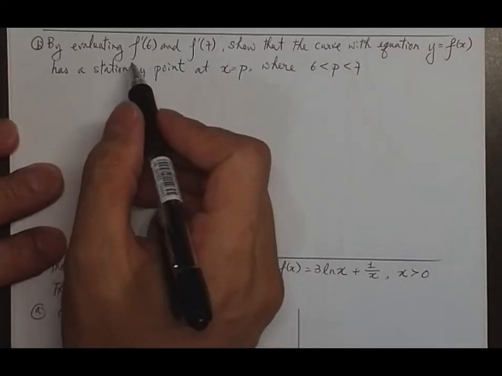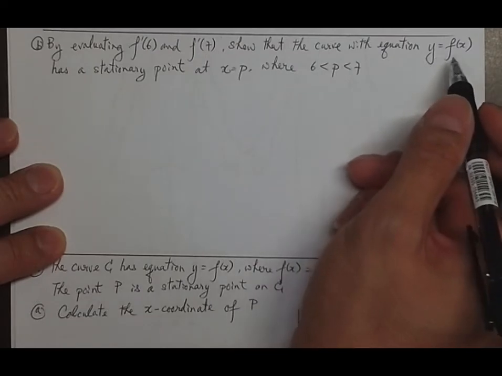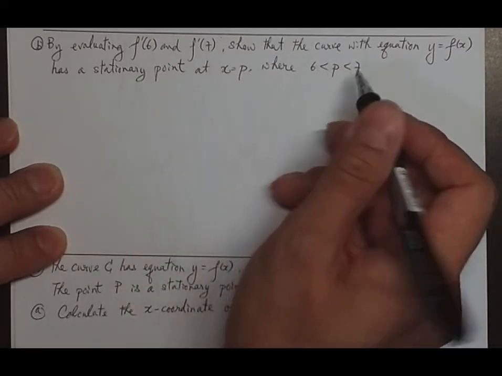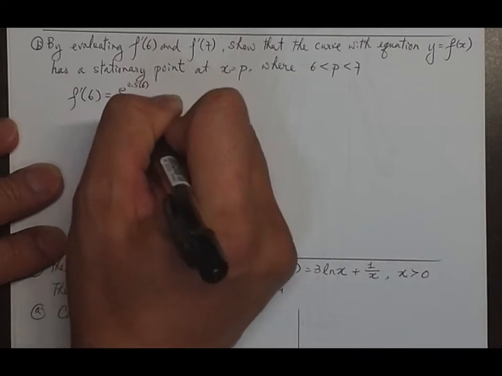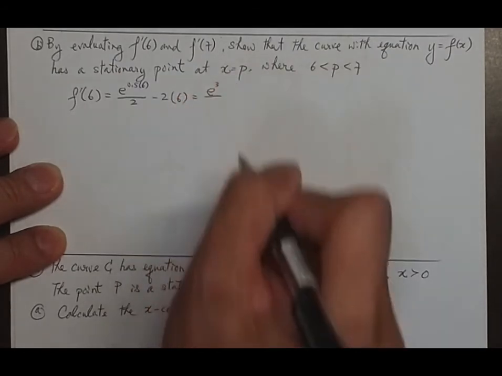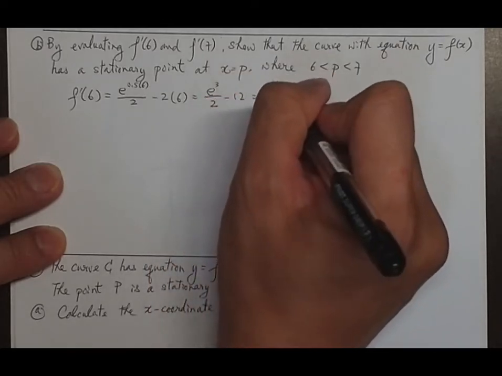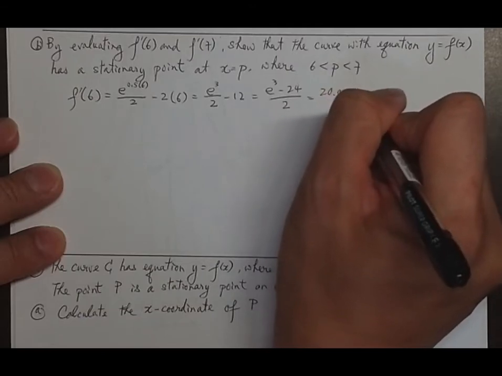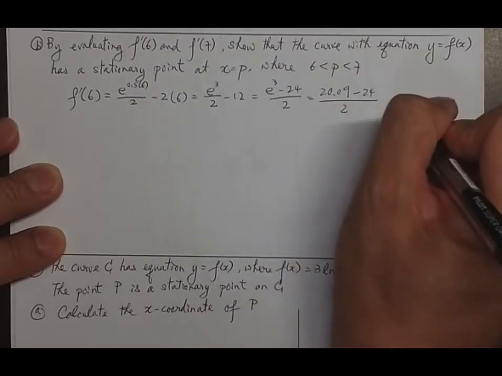And part b, by iterations f dash 6 and f dash 7, we show that the curve with the equation y equal to f(x) has a stationary point at x equal to p, where p is between 6 and 7. We got f dash 6 is equal to e to the power 0.5 multiplied by 6 over 2 minus 2 multiplied by 6. So it's equal to e to the power 3 over 2 minus 12, and it's equal to e to the power 3 minus 24 over 2. So it's equal to 20.9 minus 24 over 2, and this one is less than 0.